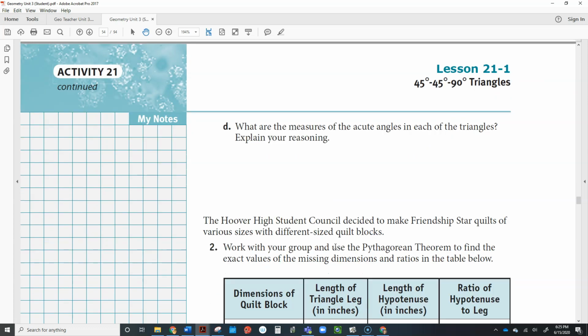What are the measures of the acute angles? Explain your reasoning. So I have a square. That square has a diagonal. That diagonal cuts these 2 triangles into 2 congruent shapes. So that means that this angle right here is equal to this angle right here. If that really is a line of reflection, then these 2 angles are congruent. Now we know together that it's a right angle because all 4 angles in a square are right angles. So if I take a right angle and I cut it into 2 equal pieces, you get 45 degrees.